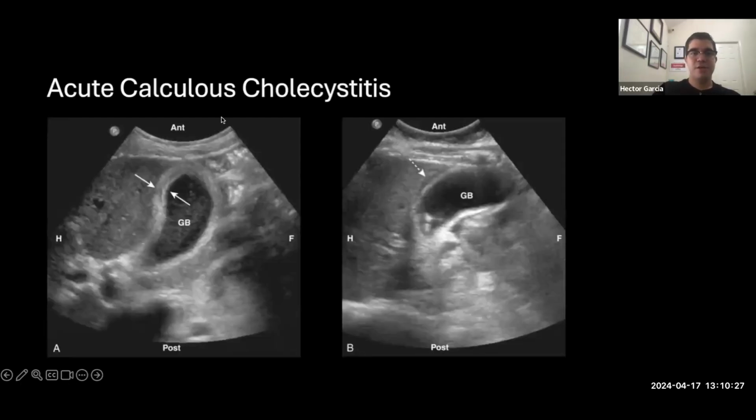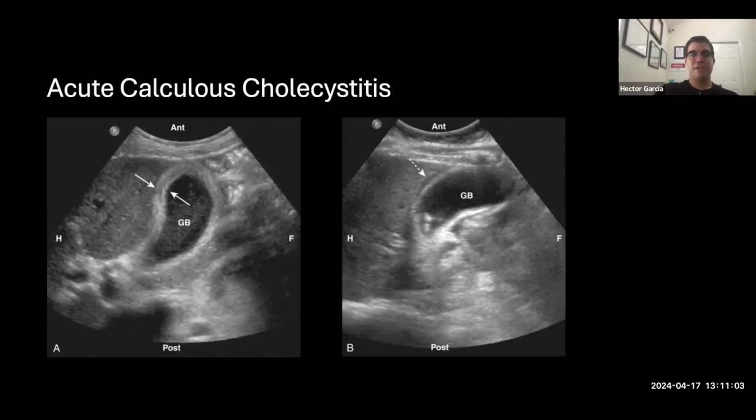Now, the first diagnosis that we're going to cover is acute cholecystitis, and for this, the presentation would be fever and right upper quadrant pain. And then on ultrasound, we're going to see a thickening of the gallbladder, which is where these arrows are showing. Then we're also going to see a distended gallbladder. And in the second images, we're also going to see sometimes pericholecystic fluid over here. The dashed arrow is showing the pericholecystic fluid.